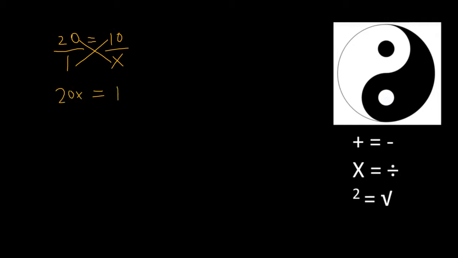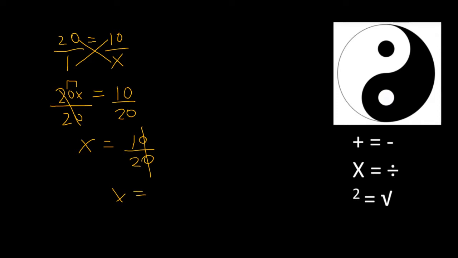equals 10. Okay. From here, what's happening between these 2 variables? They're multiplying. So I'm going to divide by 20. Divide by 20. So x equals 10 over 20. And there's a zero trick. The zero trick is that I can cross them out like this. So now x equals 1/2.